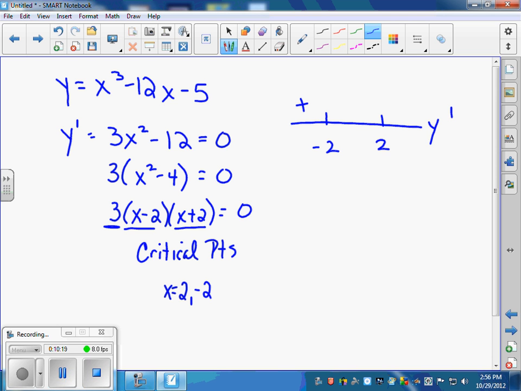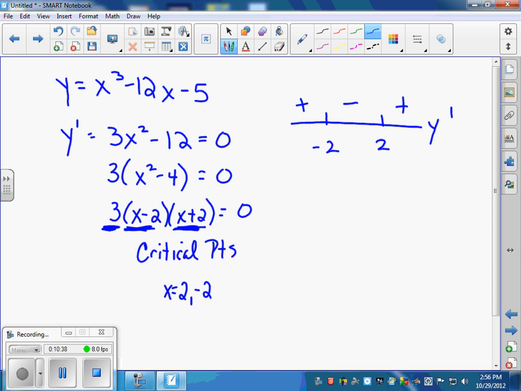Pick something between negative 2 and 2, like 0. You're going to have positive, negative, positive. So that ends up being negative. Something bigger than 2, like 3, and we're going to get positive, positive, positive.